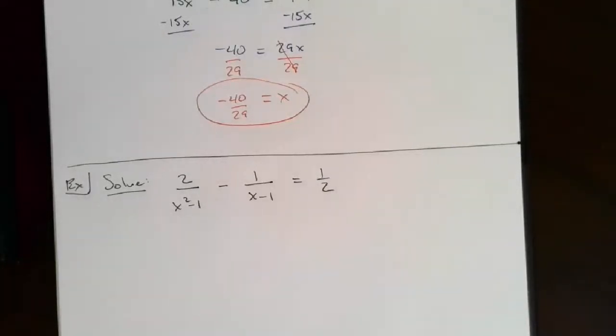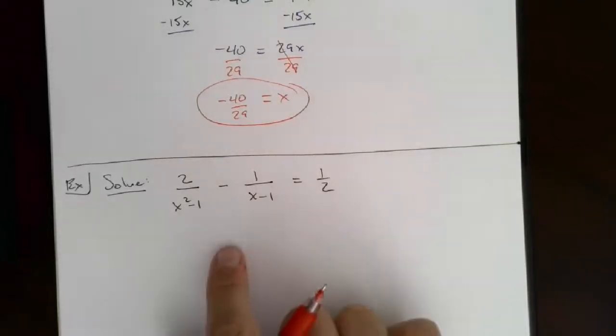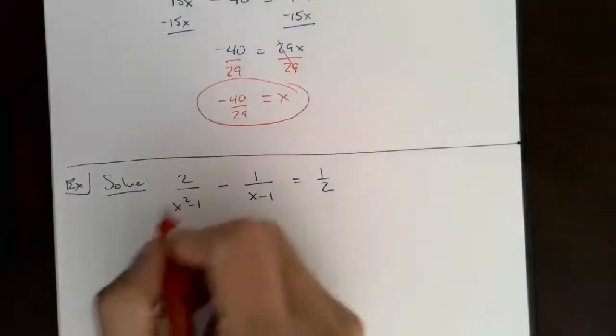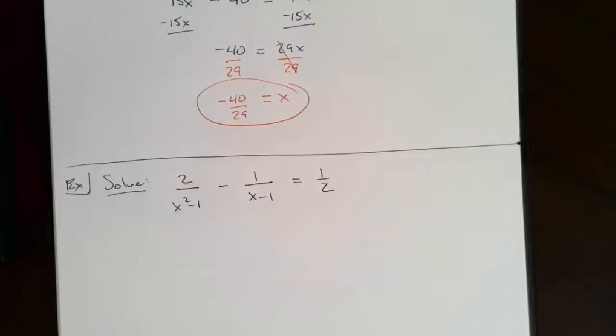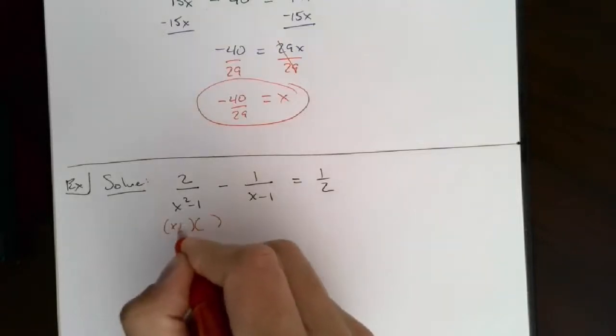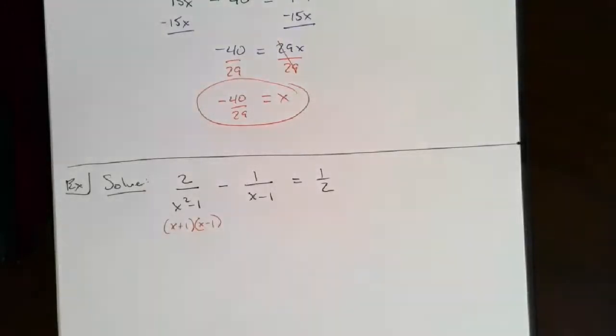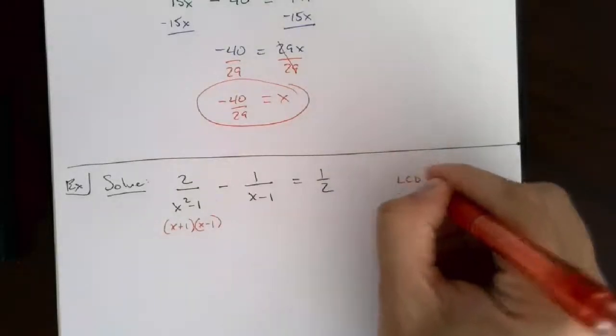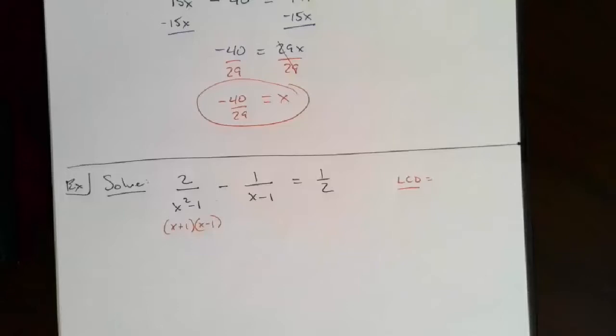First thing you want to do is try to find the LCD. Now, to find the LCD for these rational terms we have in here, you want to make sure that you factor the denominators completely. So the x squared minus 1, we should factor that, right? Don't lose that, it's important. So x squared minus 1, well, that's actually the difference of perfect squares, which factors to x plus 1 times x minus 1. And so if I'm looking for the LCD here, or how the LCD works, you want every factor that appears in any of the fractions, and then you want the highest power of that factor.